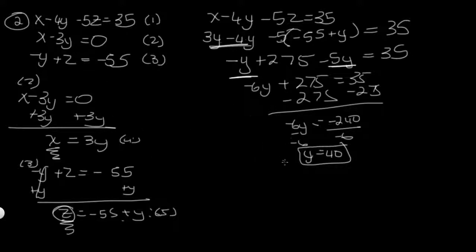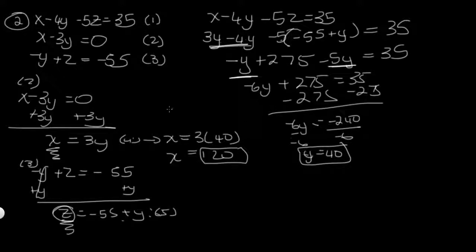You can find x or you can find z. I could plug in 40 right here and solve for x. So actually that's what I'm going to do because x is already by itself. So x equals 3 times y, so 3 times 40, which is 120. Great. Now I have my second variable.